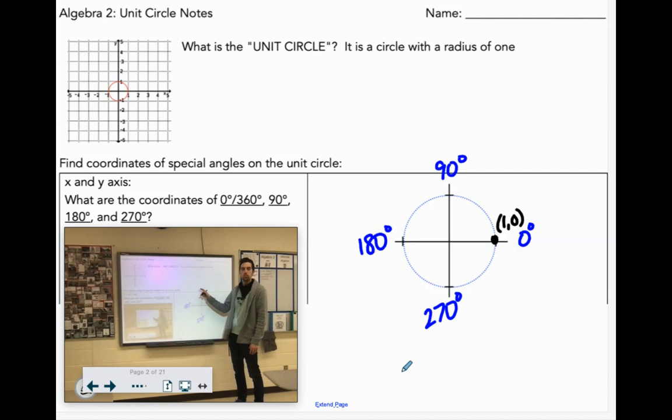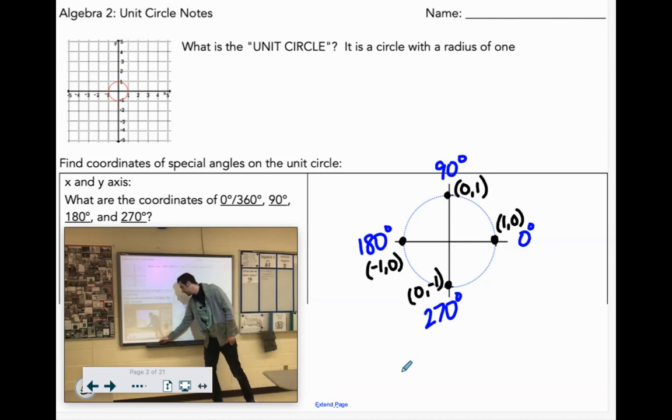90 degrees is 1 up from the center, so that coordinate would be 0, 1. 180 degrees is 1 to the left of center, which is negative 1, 0. And 270 degrees is 1 down from the center, so that would be 0, negative 1. Cool.